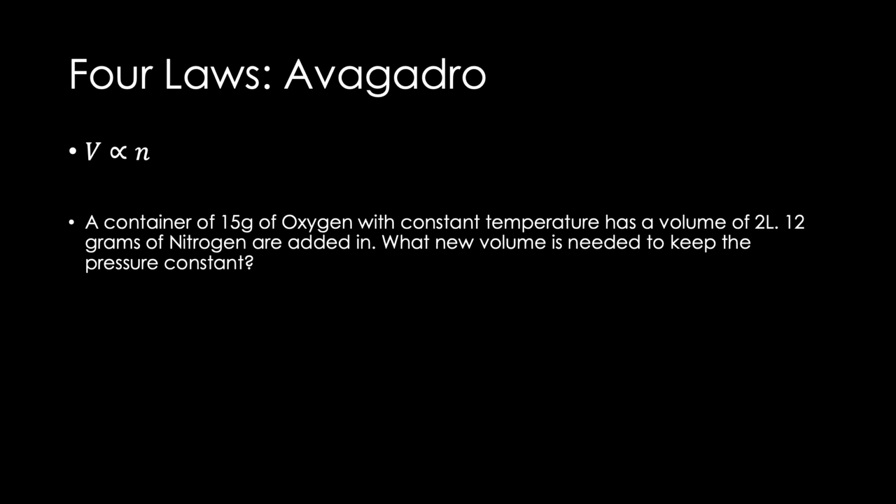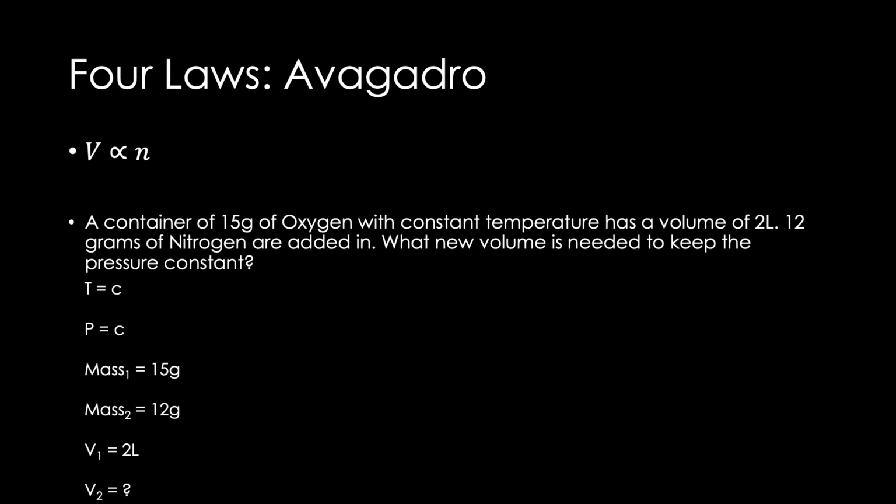A container of 15 grams of oxygen with constant temperature has a volume of 2 liters. 12 grams of nitrogen are added in. What new volume is needed to keep the pressure constant? So the temperature and pressure are kept constant. We have the initial amount of gas, that is 15 grams of oxygen. We also have 12 grams of nitrogen gas that we're adding in, and we want to find out how the volume changes given an initial volume of 2 liters.